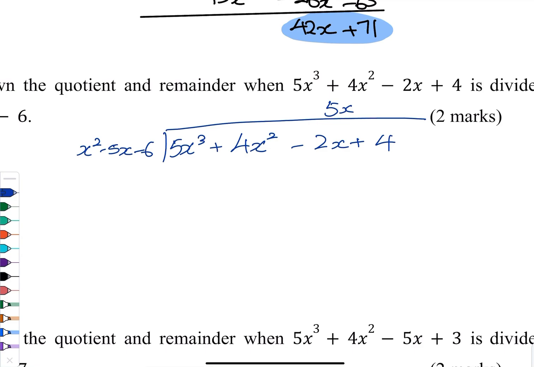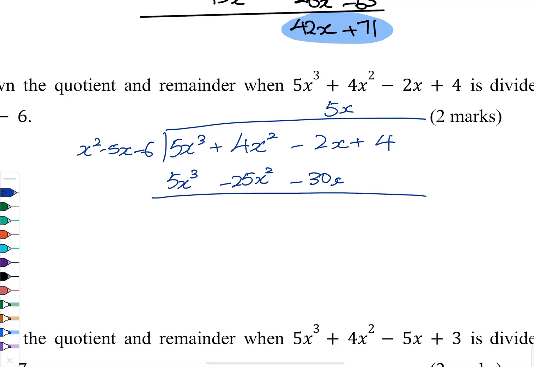Good. And then we can't leave the others alone, but then before that, x squared times 5x squared, you get 5x cubed. And then negative 5x from here. Negative 5x times 5x, negative 25x squared. Negative 6 times 5, negative 30x, and then nothing is left. So just draw. 5 minus 5 done. 4 minus minus 25, no, 29x squared. And then negative 2 minus negative 30, so you get positive 28x, and then plus 4.